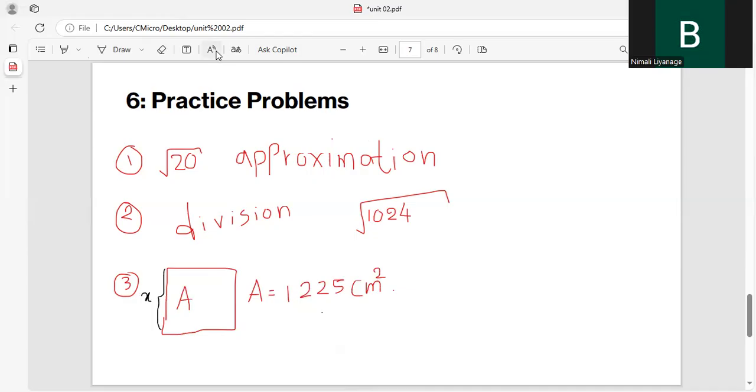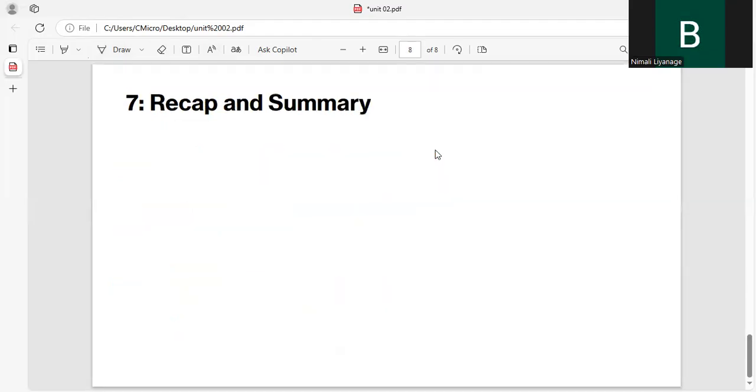Okay, this is the end of today's lesson. Can you recap what we learned today? What we have learned today? Square roots are the opposite of squaring a number. You can also write those things. It's the summary.